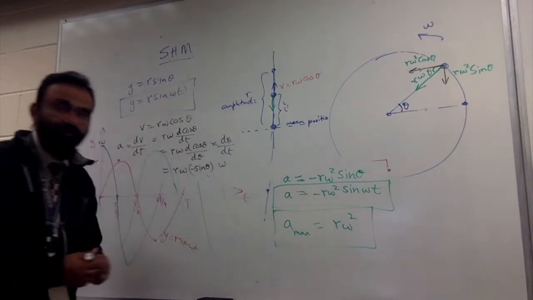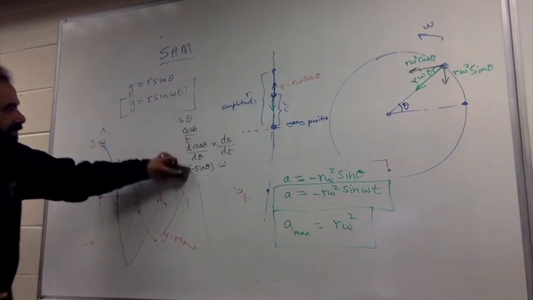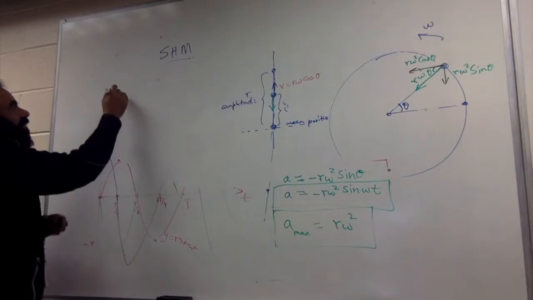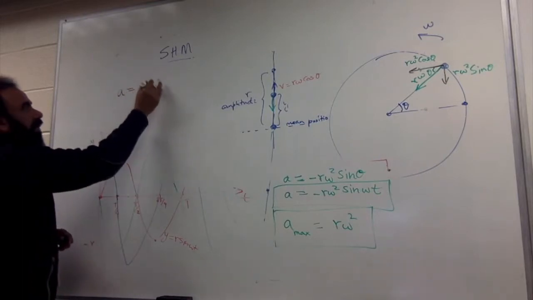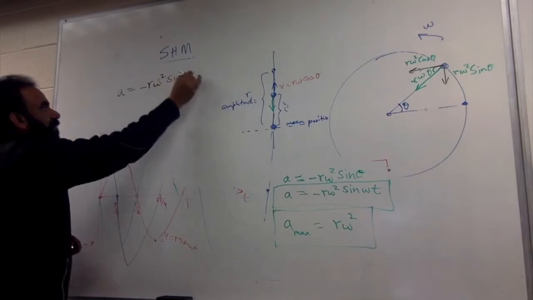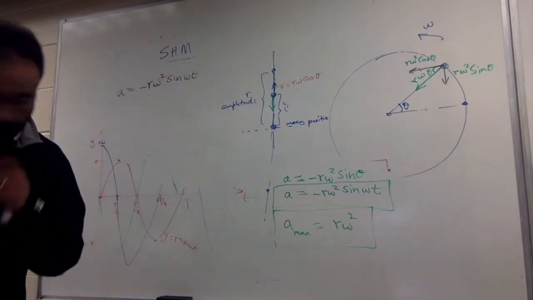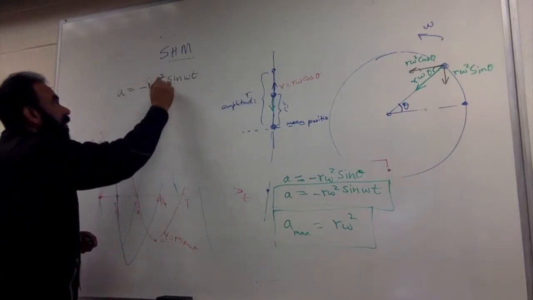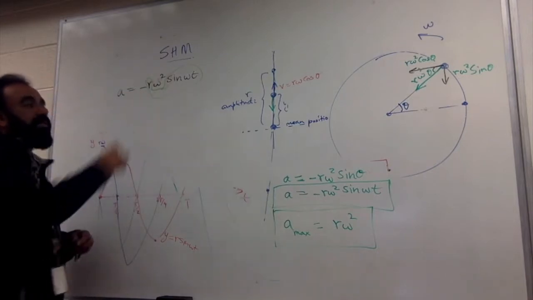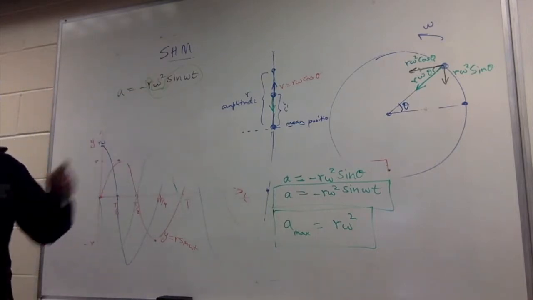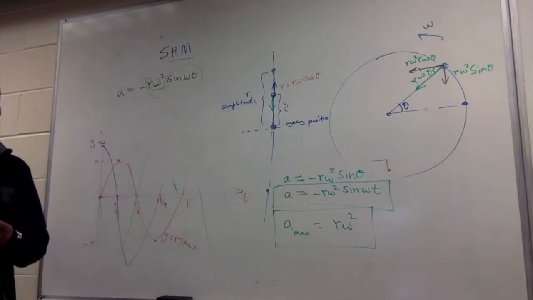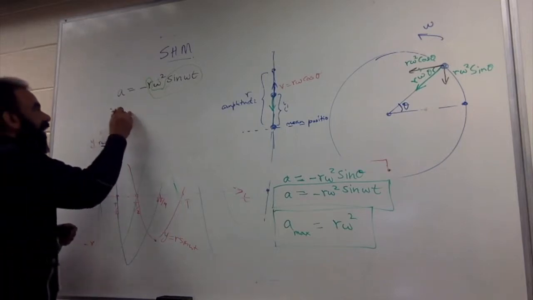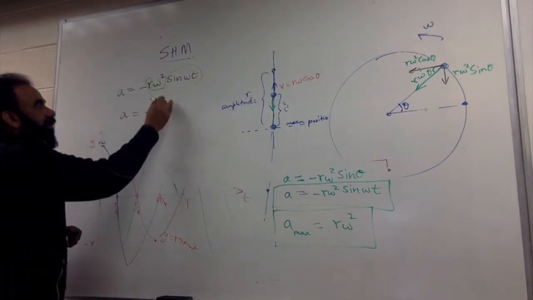Now look at this equation again. I know it's a lot of equations, but it's all important. A is minus r omega square sine omega t, right? What is that part alone? What is the stuff that I just enveloped? That's y. R times sine omega t, that's displacement. So A is minus omega square y.